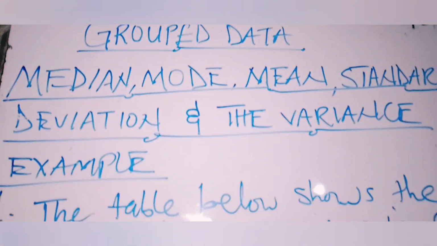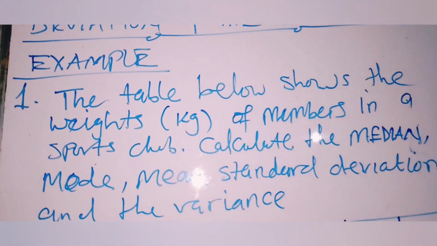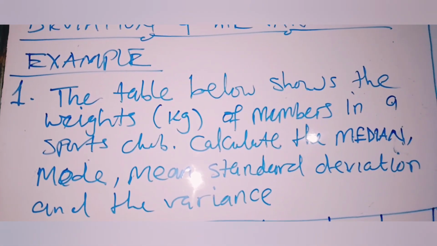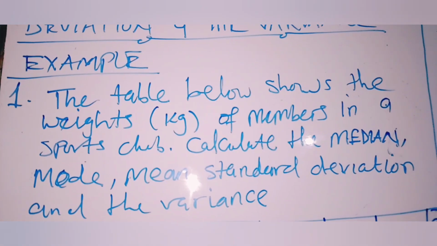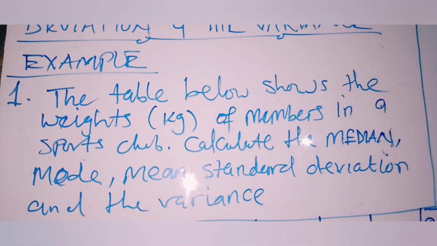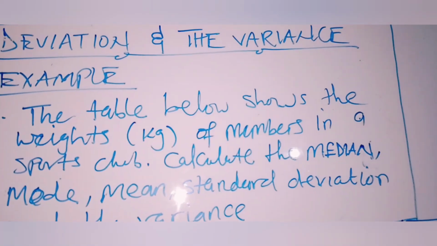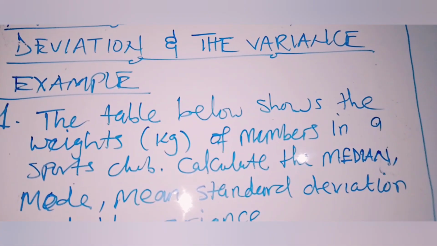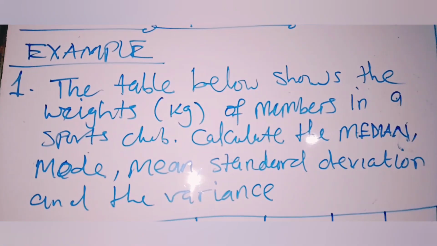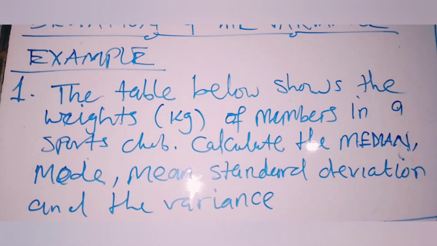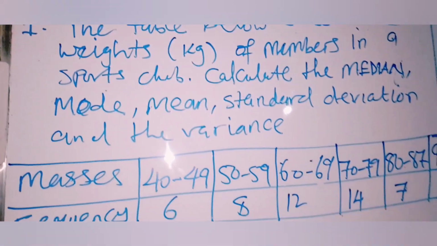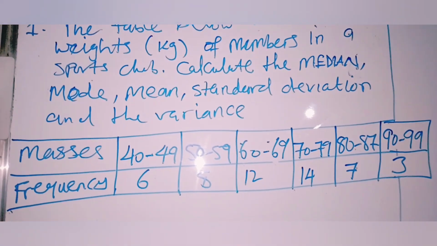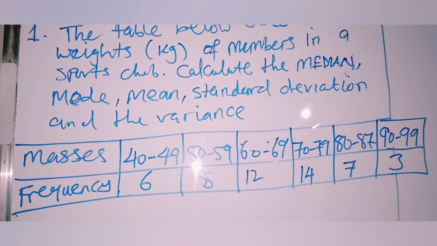So for example, this is an example. It's saying the table below shows the weights in kg of members in a sports club. Calculate the median, the mode, mean, standard deviation, and the variance. Which table? This is the table we've been given.